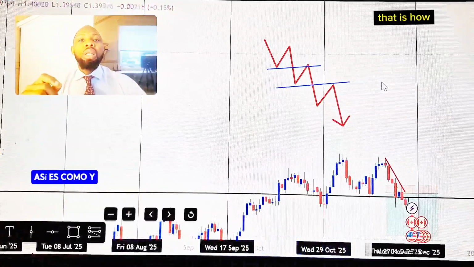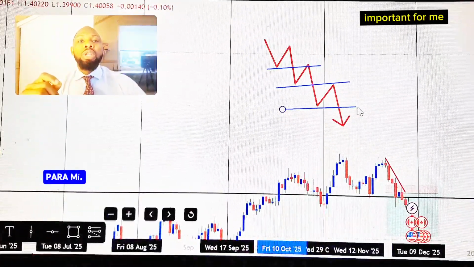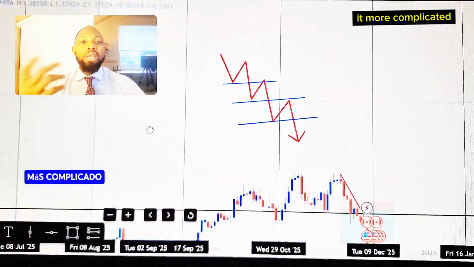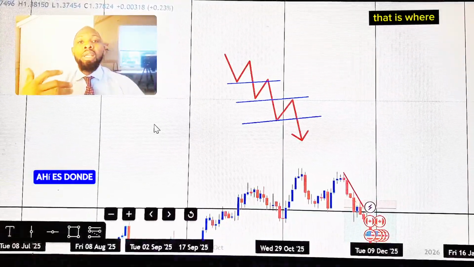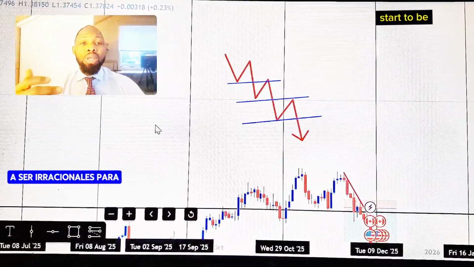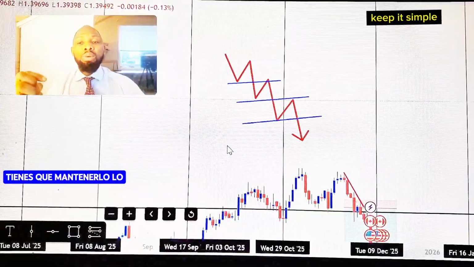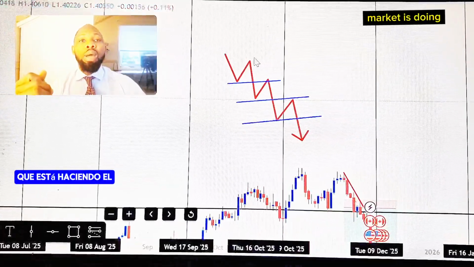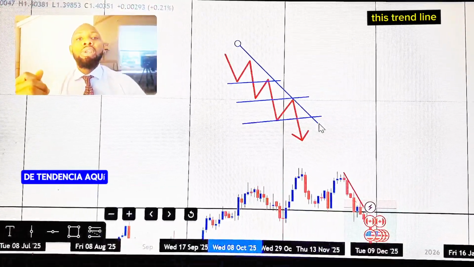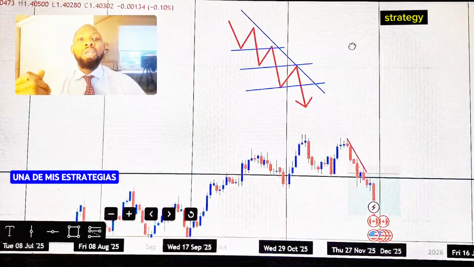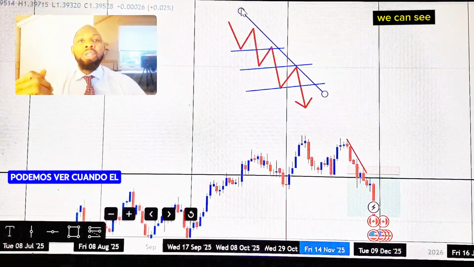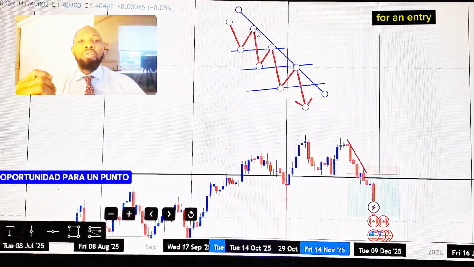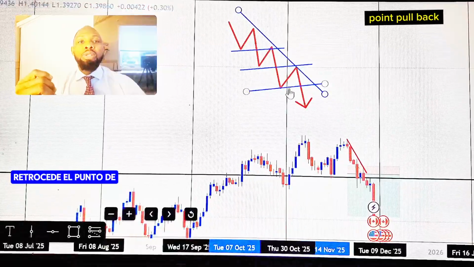That is very important for me, because the problem is most people ignore the basics and then try to make it more complicated. Once you make it more complicated, things start to become unreasonable for you. You have to keep it as simple as possible, and that will help you see what the market is doing. You can see this trend line here. That is one of my strategies. The market is respecting the trend line. When the market makes a pullback, that is an opportunity for an entry point: pullback, entry point, pullback, entry point.